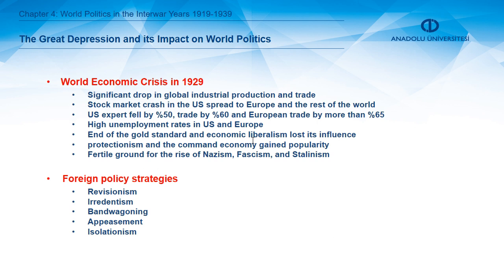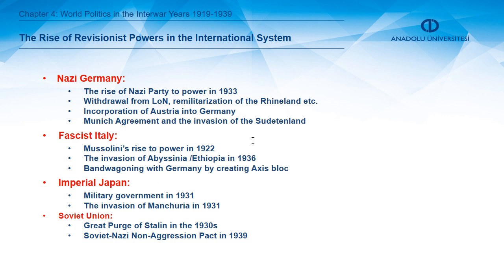Another key strategy was bandwagoning, which is defined as a policy to side with the rising revisionist power. Hungary's alliance with Germany is a telling example of bandwagoning in the interwar years. Appeasement is also one of the key foreign policy strategies, defined as a policy of buying off a potential aggressor through compromise. The French and British policy towards Nazi Germany at the Munich Conference is an example in point. And of course, the final strategy was isolationism, which was the policy of the United States in the interwar years.